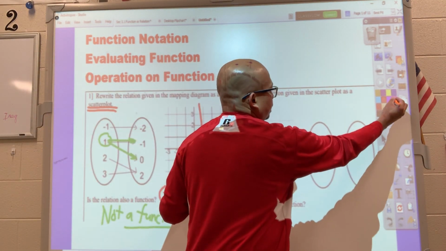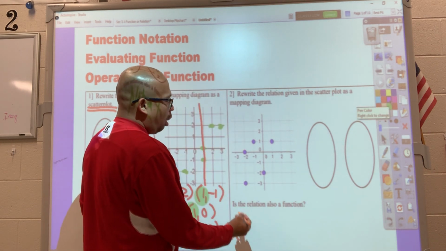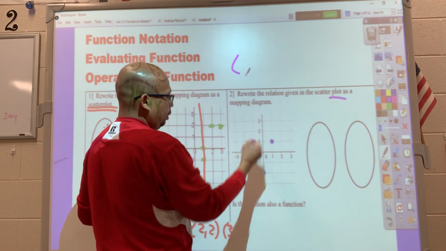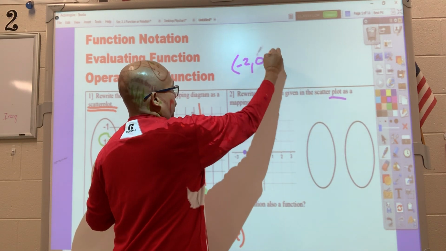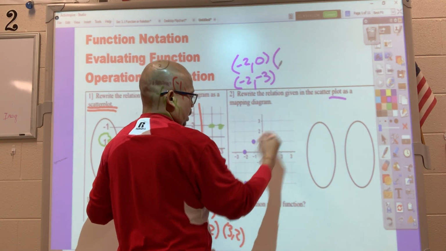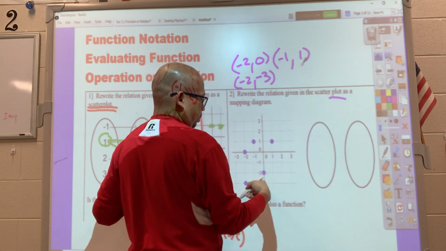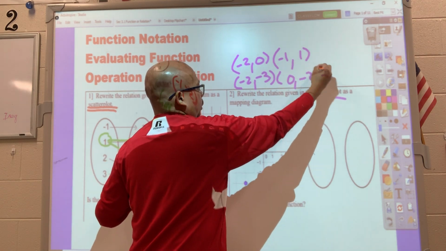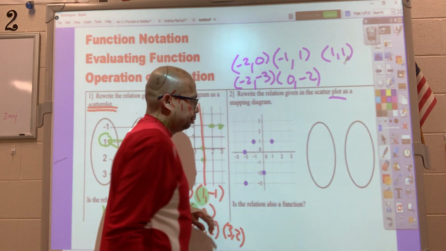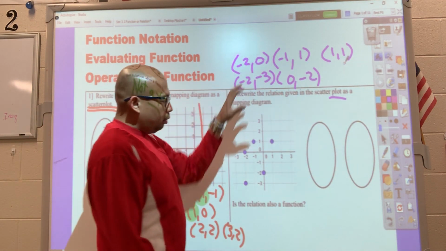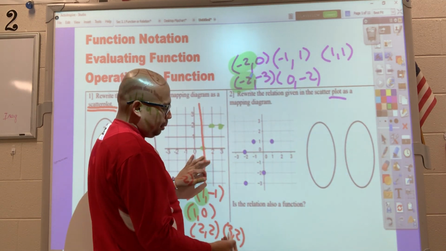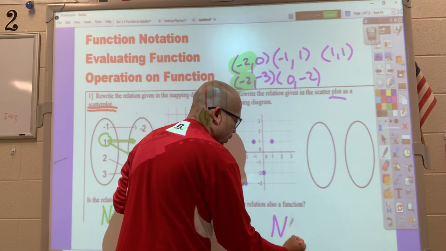Let's look at the second one. The points here are (-2, 0), (-2, -3), (-1, 1), (0, -2), and (1, 1). So you can tell already that this one is not a function because the -2 here is repeating. So I know that this is not a function.